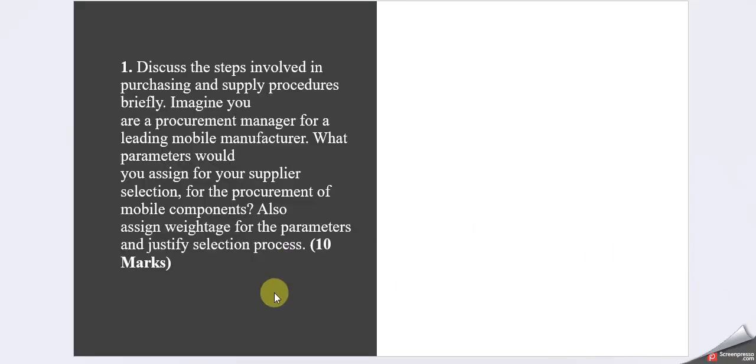Let us see the first question. Discuss the steps involved in purchasing and supply procedures briefly. Imagine you are a procurement manager for a leading mobile manufacturer. What parameters would you assign for your supplier selection for the procurement of mobile components? Also assign weightages for the parameters and justify the selection process. So this is a 10 marks question.